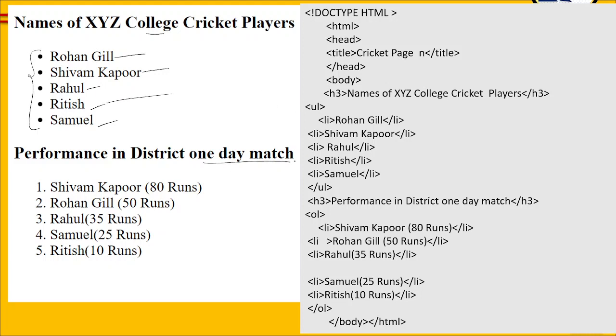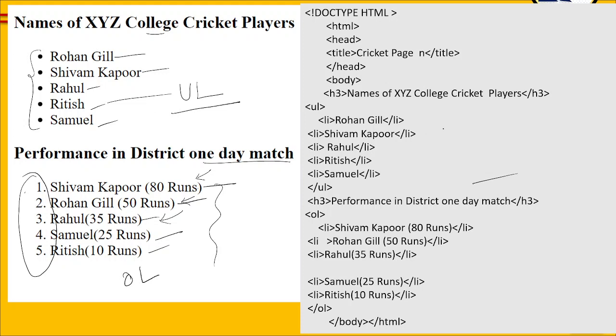But there was a 1 day match, and we have to tell what was the performance of our players from that particular team. And we have written 80 runs, 50 runs, 32, 35 runs, 25 runs. So here this ranking is very important. Naturally we will write the person getting the most runs at the first place, then second at the second place, third at the third place. So the list structure we have selected is ordered list in this case and unordered list in the other case. You can try out this example over here, that will give you the practice of unordered list and ordered list.